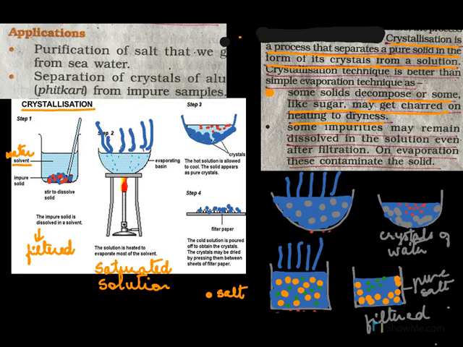Here are some applications of crystallization: purification of salt that we get from seawater, and the separation of crystals of alum from impure samples. To summarize what we did in crystallization: we first had the impure substance mixed with water to form, what is important, a saturated solution, and this saturated solution is then allowed to cool, and when it is cooled you get crystals of the substance. The impurities remain behind in the water.